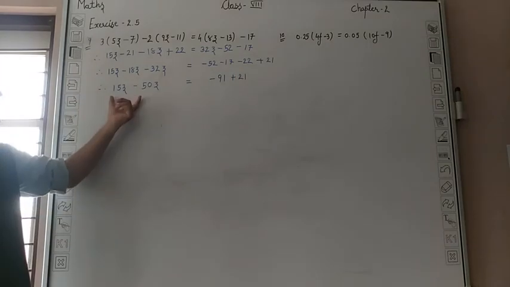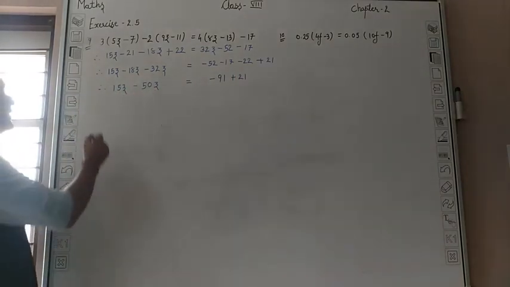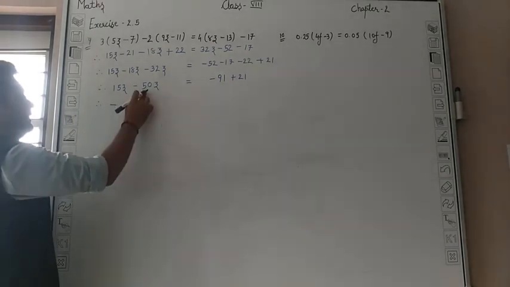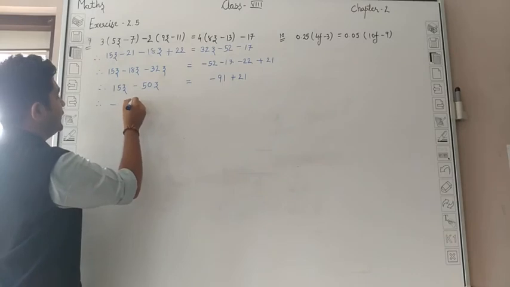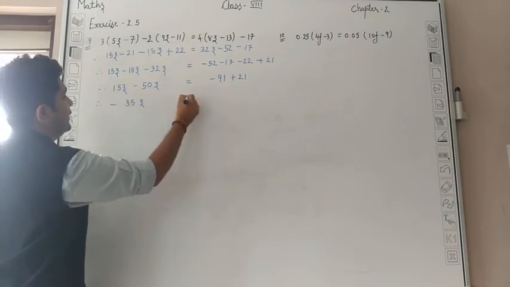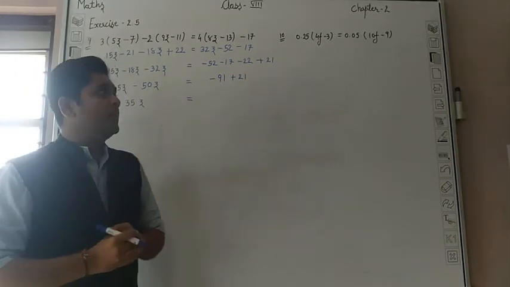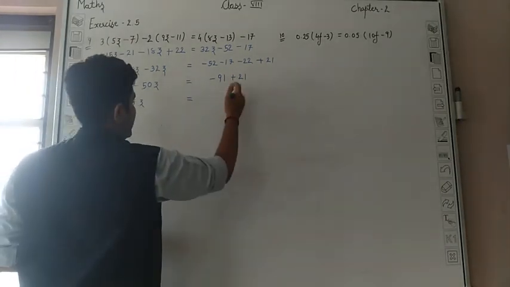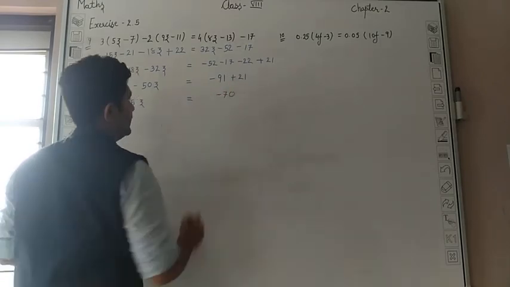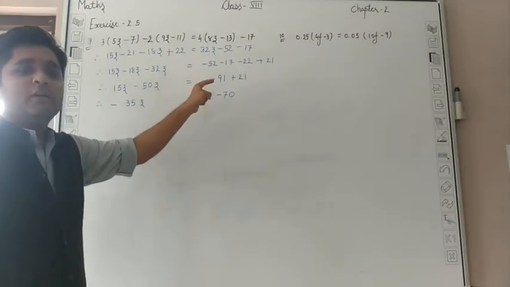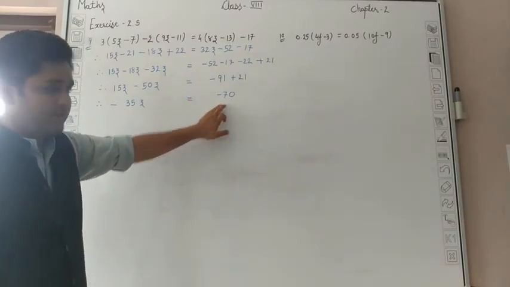Now, friends, 15z minus 50z. So this one is bigger, so the answer can be with the sign of minus, and 50 minus 15 becomes 35. So 35z is equal to, here minus plus becomes minus, 91 minus 20. So 1 minus 1 is 0, 9 minus 2 is 7. And it's minus 70 because 91 is the bigger one. So 91 having a minus sign, we have to put here minus 70.